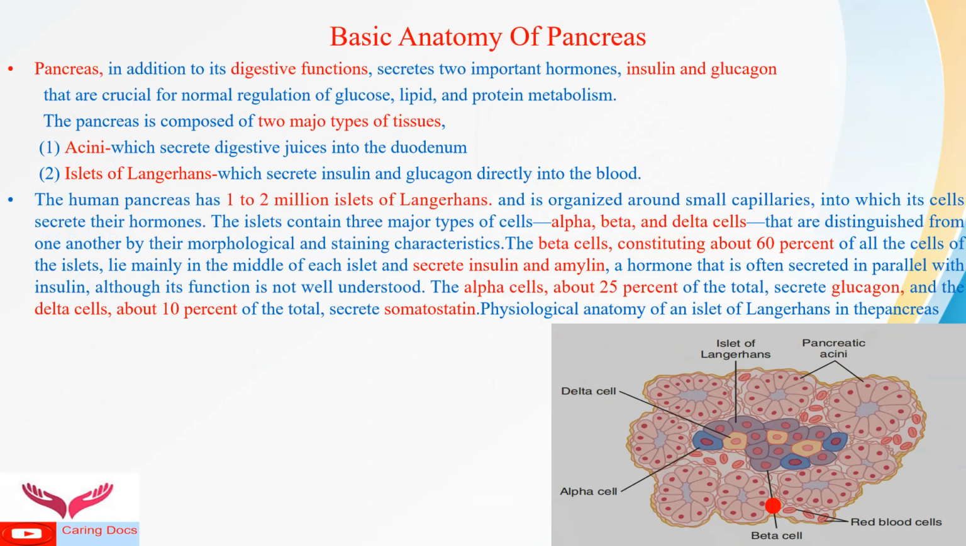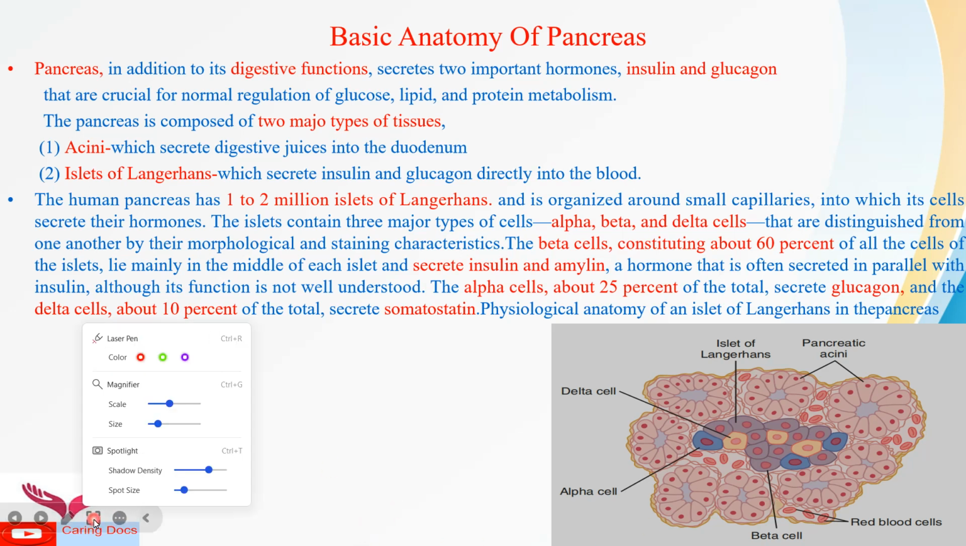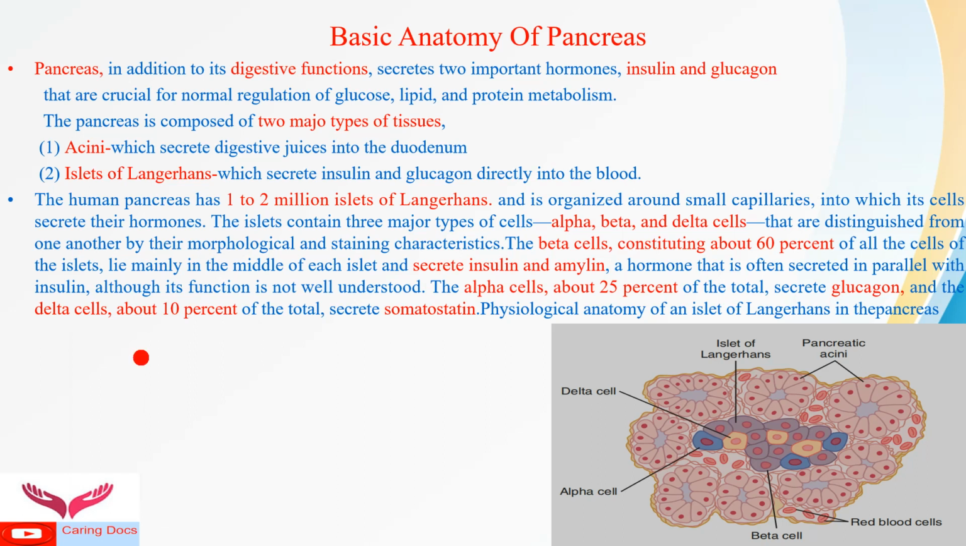Before discussing insulin, let's see the anatomy of the pancreas. As we know, the pancreas has mainly a digestive function, but it also secretes two very important hormones, insulin and glucagon. These are important in the regulation of glucose, lipid and protein metabolism.